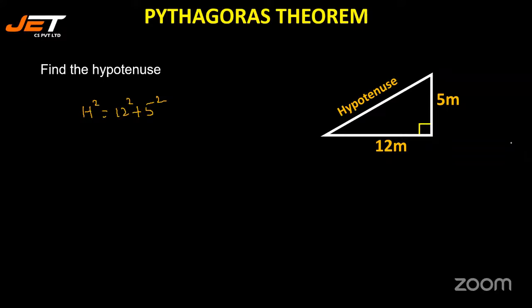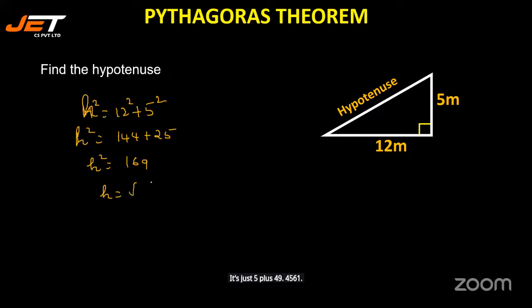We are taking the hypotenuse as h. So h square is 144 plus 25, which is 169. Therefore, h is the square root of 169, which implies h is equal to 13 meter.